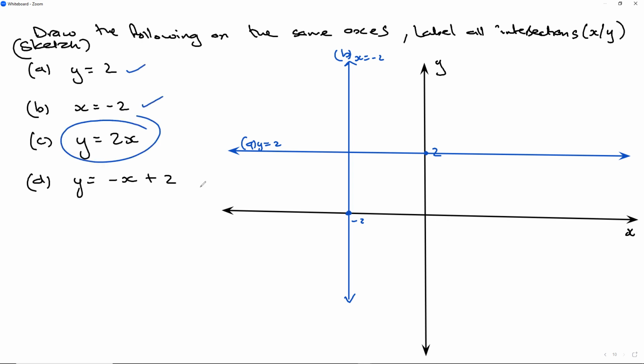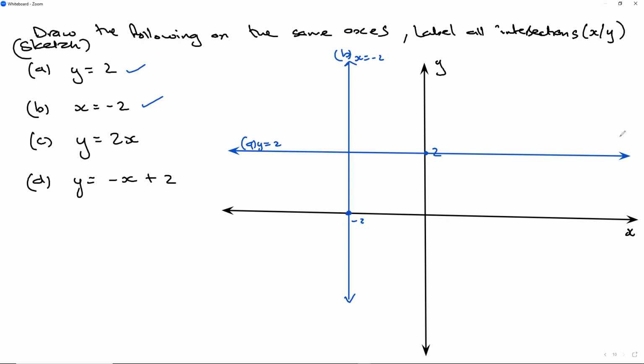The next one is y equals 2x. This one here goes through the point x equals 0 and y equals 0. We can see there's no y-intercept, right? So this is going to go straight through the center. And the gradient is positive, so it's going to be sloping towards the right.